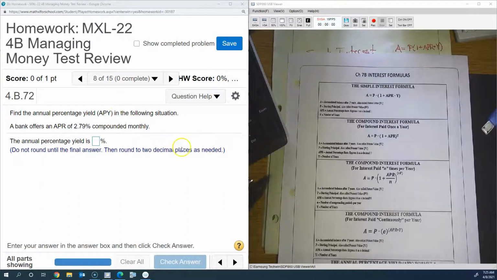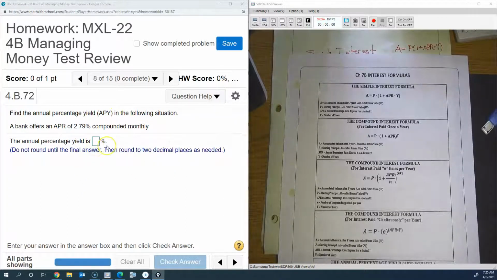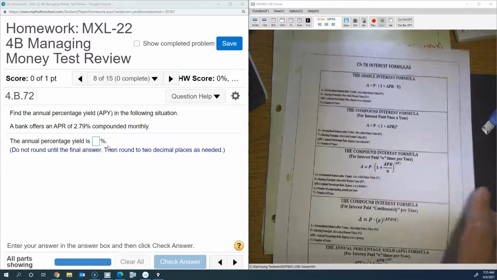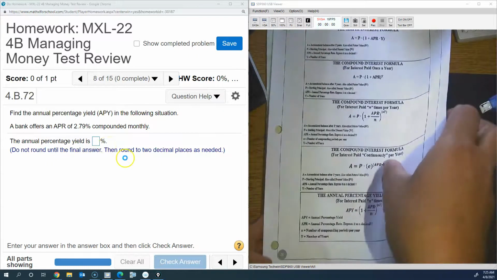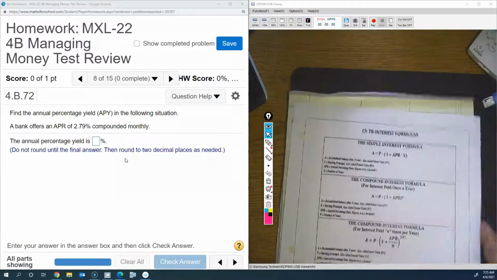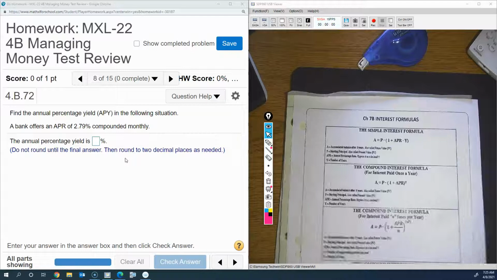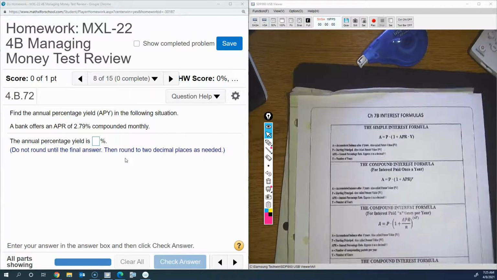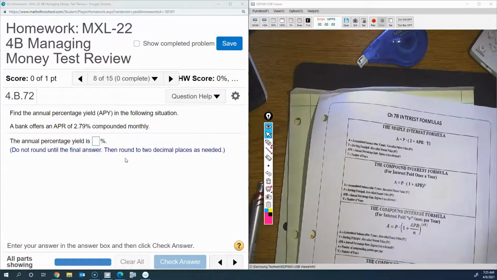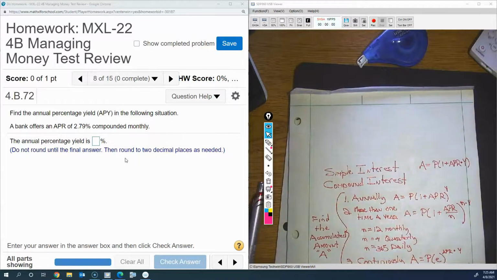Okay, so here we're given, find the annual percentage yield. Bank offers 2.79% compounded monthly. What would that turn out to be? So it's always going to be a little bit more than the advertised interest rate, which is a good thing.